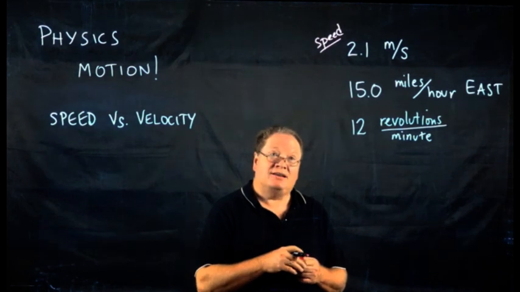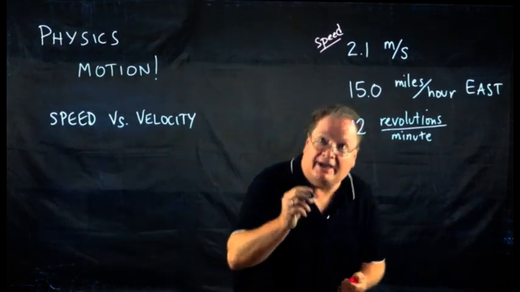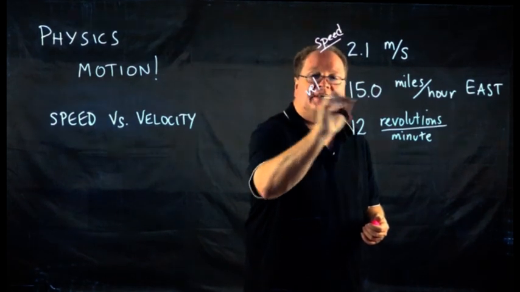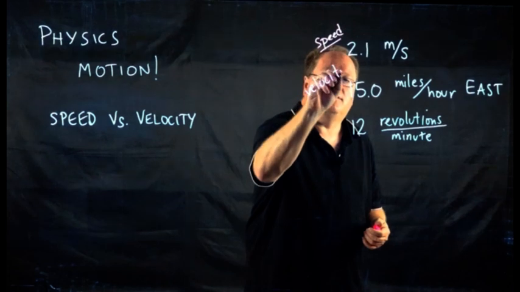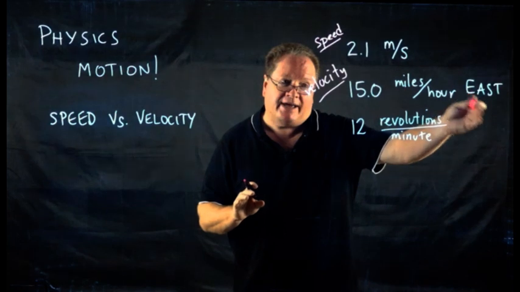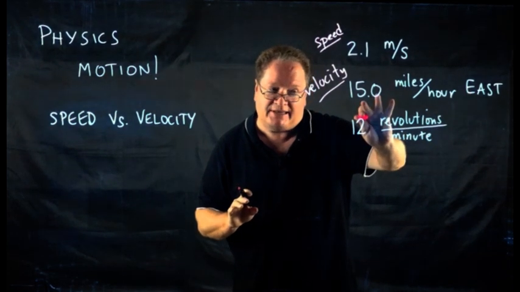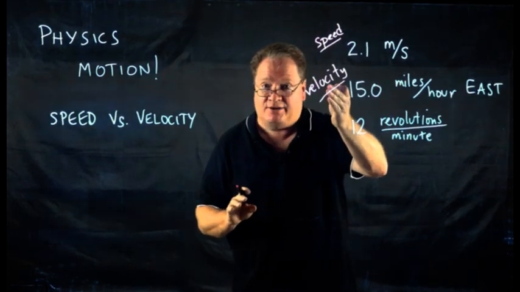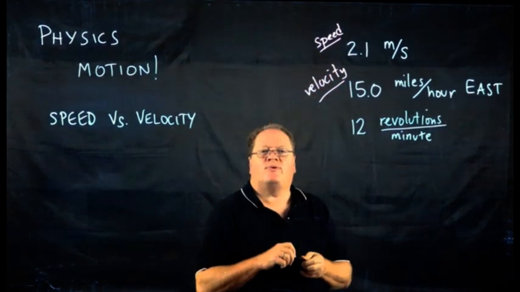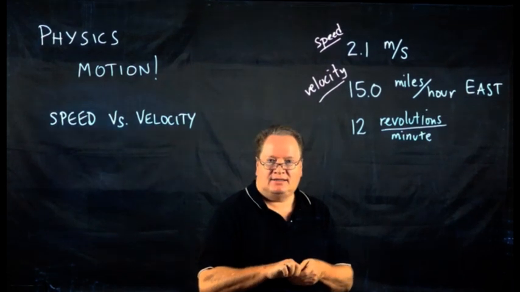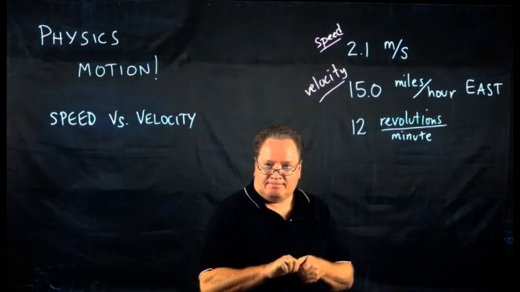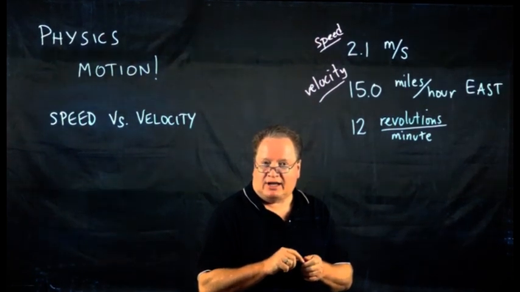If you said velocity on this one, you'd be right. This one's a velocity because not only does it have a magnitude, 15, but it also has a direction, east. Having the direction plus that magnitude, that speed, means this is a velocity. Then finally, this bottom one here, revolutions per minute. Is this a speed or a velocity?